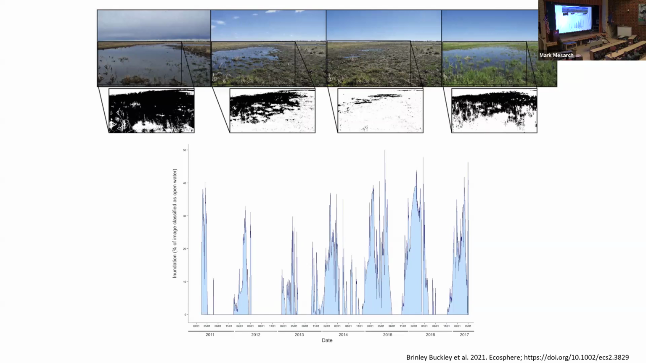So this is some of the power of imagery, to capture those dynamics even on this percentage basis that we wouldn't necessarily be able to capture if we just had a sensor sitting in the middle of this area.